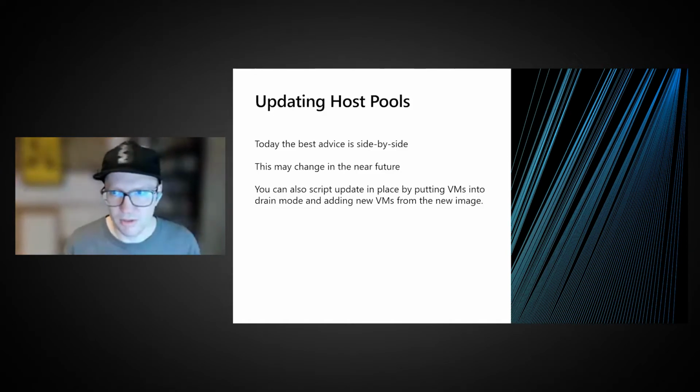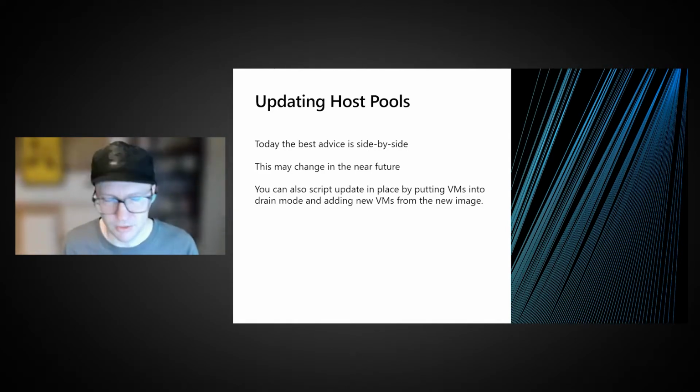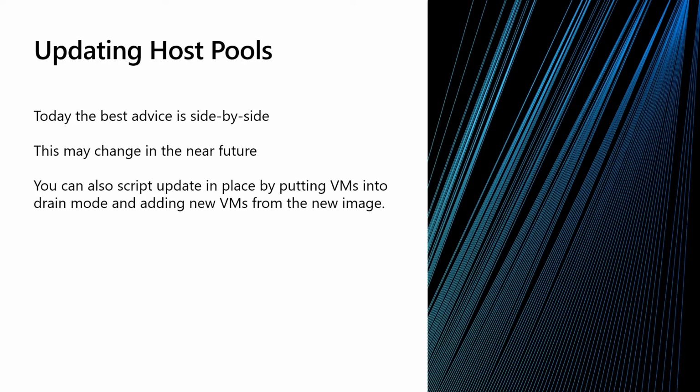And this means that when you're updating your image, you create a new host pool and then you swap your users over to the new host pool. This means that you can turn off the old one, but if you need to, you can immediately roll back to that old host pool. There is a way that you can update images in place inside a single host pool by putting the current VMs into drain mode and adding new VMs from the new image and then cutting over that way. It's a little bit more complicated, but it's absolutely possible too. So that's enough about the pools.